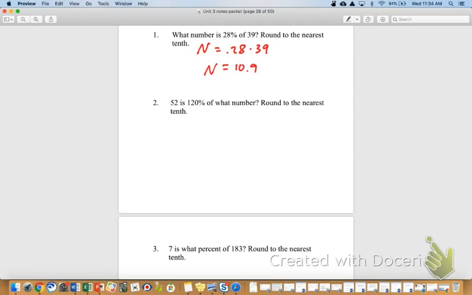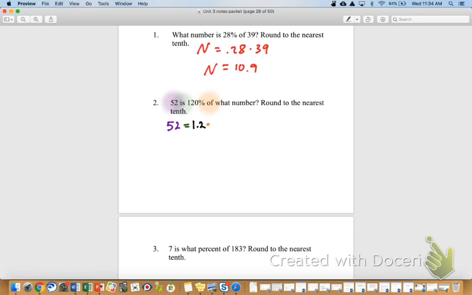I know we didn't do this one yet. This is a straight translation, so I will translate. 52. What does the word is mean? Equals. It means equals. That's right. So there is my equal sign. 120%. I would write that as a decimal. And what is 120% as a decimal? It's 1.2. That's right. How about the word of? Multiply. That is a multiplication, yeah. So of means multiply.